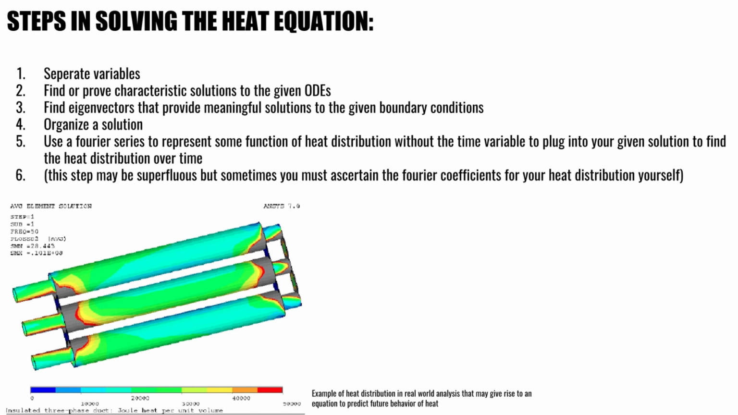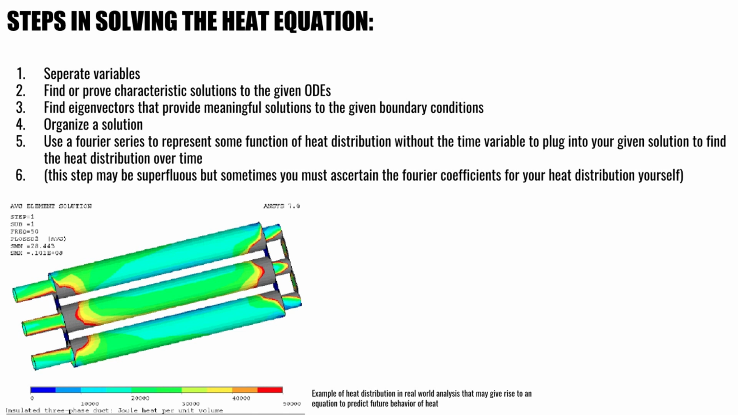The 6th step on here is optional. It's basically talking about how to find the Fourier coefficients. It's relevant in higher dimensions. It's not a necessary step. It goes hand in hand with step 5. There are forms of the Fourier series that are in higher dimensions.